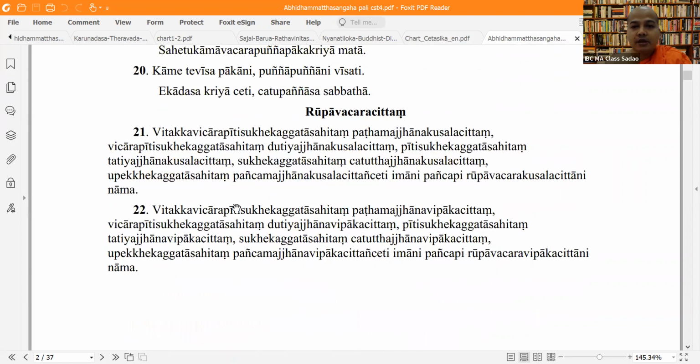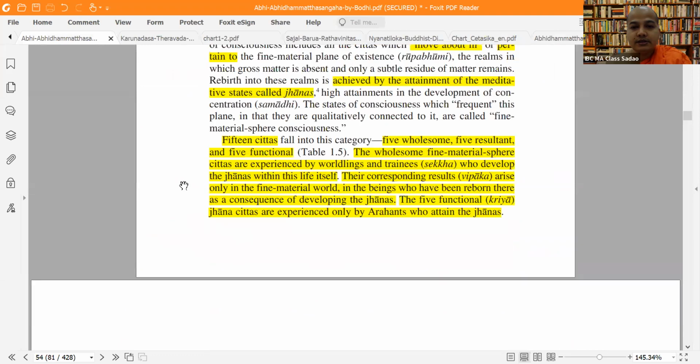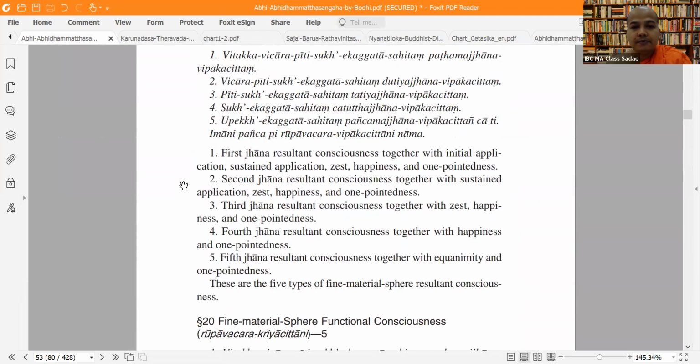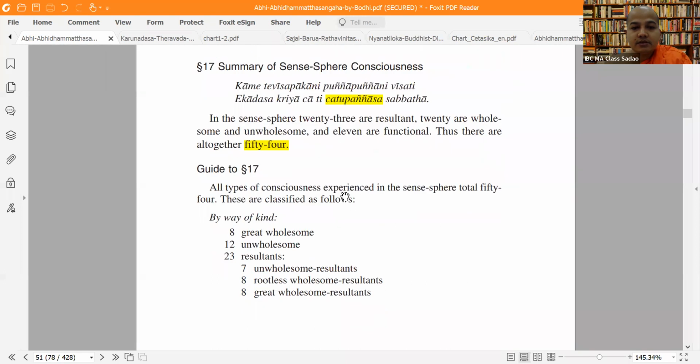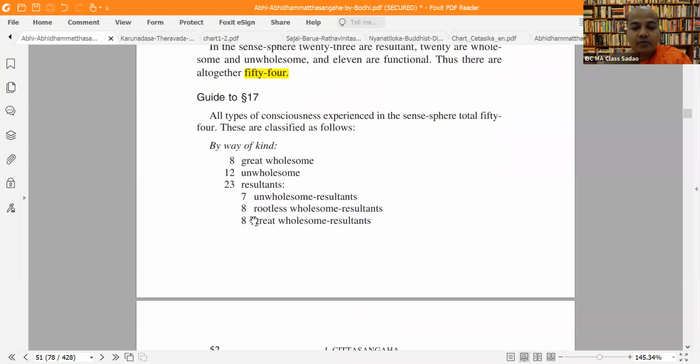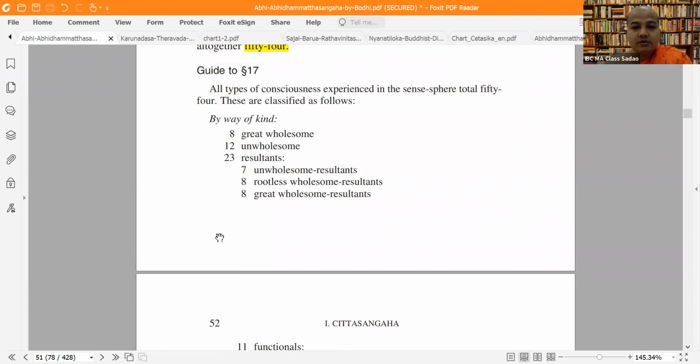Okay, so let us begin our discussion on the remaining parts of cittas. So far we have completed our discussion of these 54 cittas that come under kamavachara consciousness, right? Now here what you see is how these 54 cittas are classified again. You can have your own classification if you want to, just for your own understanding and clarification, if you want to put them in a particular order. I think that would be very good.